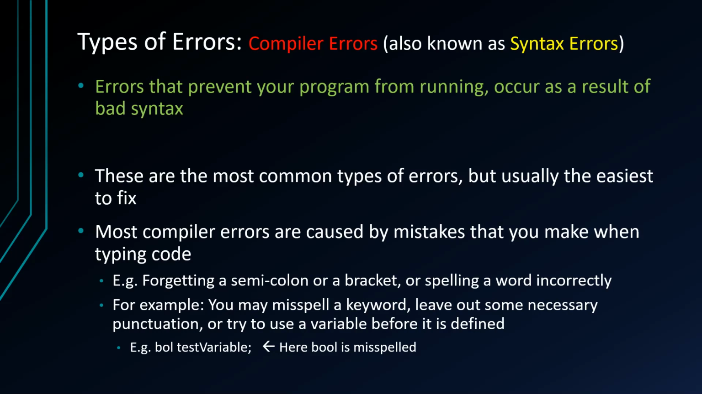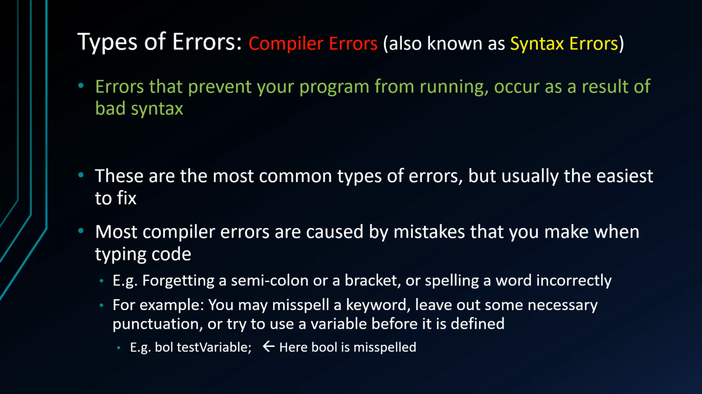So there are 3 main types of errors we see. The first one is something called a compiler error. We've already talked about these. So these are also known as syntax errors. So these are errors that happen before your code even gets running. So errors that prevent your program from running, they occur as a result of bad syntax. Basically, the program cannot compile your code into machine code because you wrote something wrong.